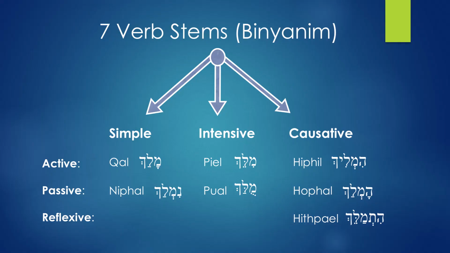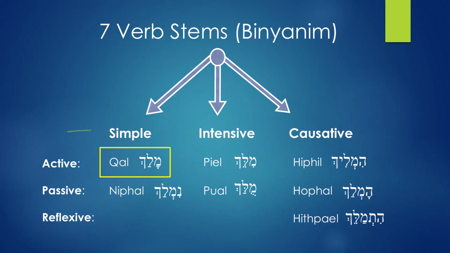And these are important because they give us the voice and the kind of action. The 7 stems. Let's look at them individually. The first one is the Qal, which is also called Pa'al. You're going to see it in other books as Pa'al. So the first one is the Qal.